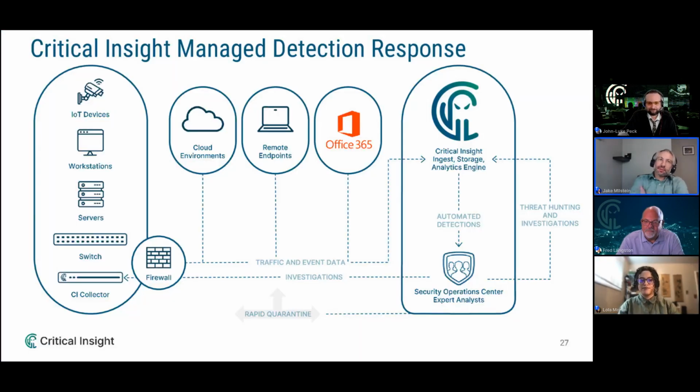Yeah, and I think that's really important. And so when we think about what our SOC does, this is what the Critical Insight SOC does. We watch on-prem networks. On the left, you see cloud environments, AWS and Azure, remote endpoints, Defender and the like, and then O365. All of that flows to the SOC, which is what Lola is talking about.